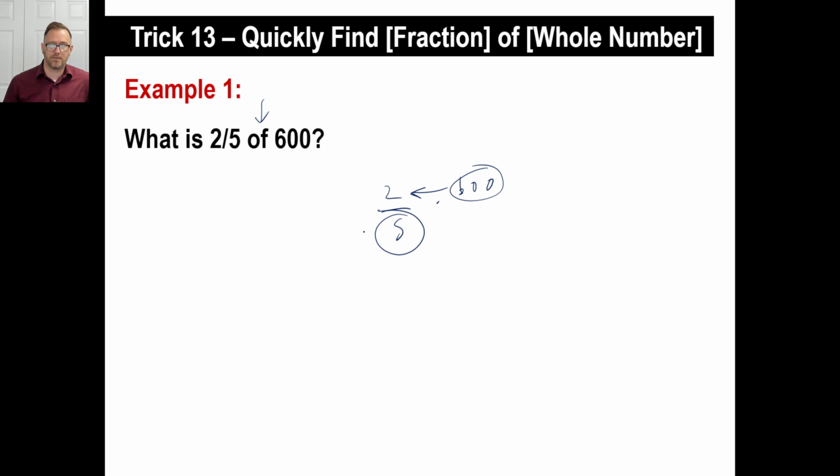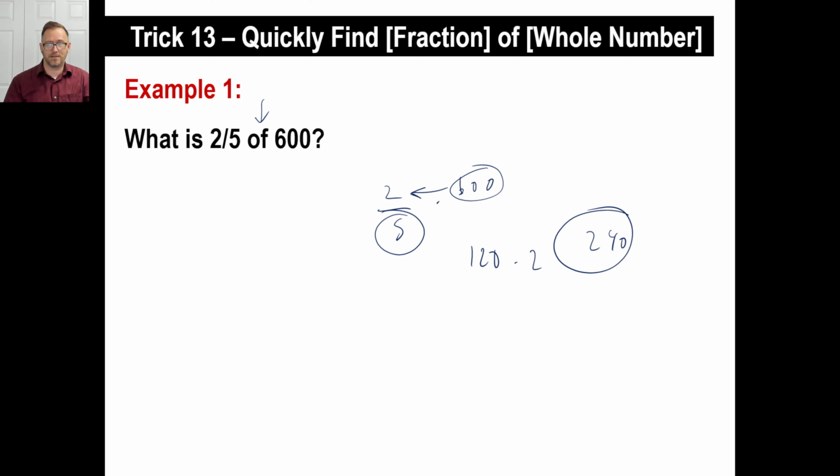600 divided by 5, I mean, we all know 60 divided by 5 is 12, right? So that's what you're doing. 600 divided by 5 is 120. That's your first operation. Your second operation is whatever's left. 120 times 2, 240. There you go. That's all there is to it. 2/5 of 600. No, you got it. Divide, then multiply.